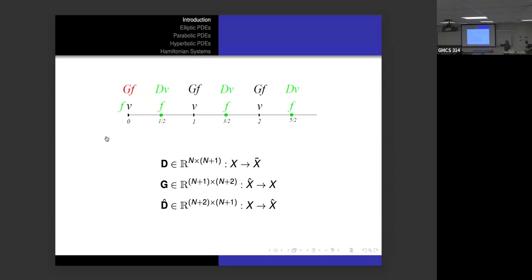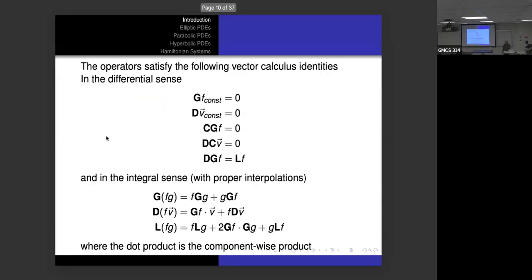In 1D, 2D and 3D, it's a little more complicated, but basically the same. I actually need to update this, because it is true that the operators satisfy the vector calculus identities in the differential sense, and in the integral sense with the proper interpolation. However, we can already demonstrate that all the properties can be satisfied in the integral sense, using the corresponding quadratures for the interpolation.